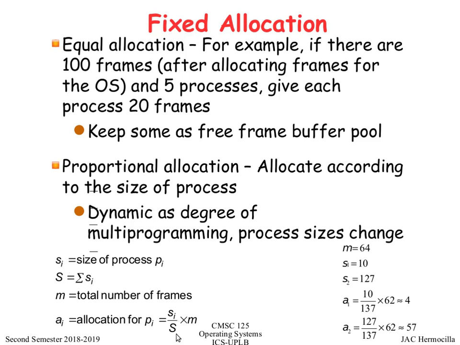s_i divided by the total S, multiplied by the number of frames. So this is an example computation for that. Okay? So most implementations usually implement proportional allocation because this is better. Okay?